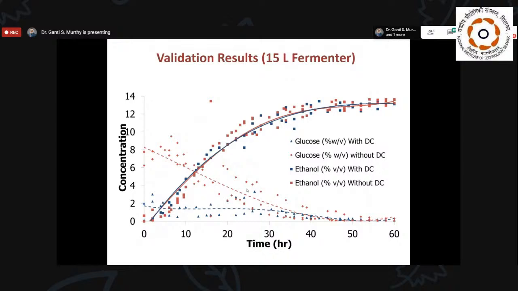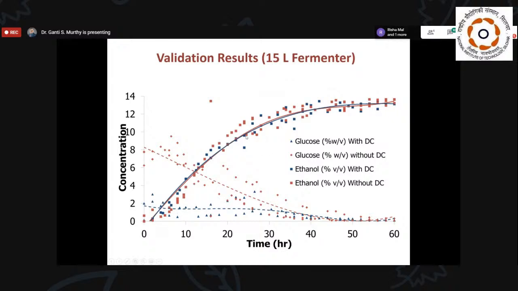Now, we also did very intensive time course studies. This represents probably 7 or 8 runs on the controller. So you see the results are very, very consistent. The blue represents with the dynamic controller, and the purple, maroon one represents without the dynamic controller. The dotted lines represent the glucose concentrations, in blue and purple respectively. So you see that in all cases, even among multiple runs, the ethanol concentration has not changed, whereas the glucose concentration has come down.